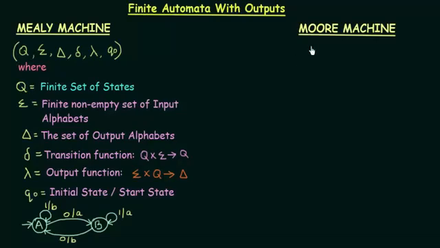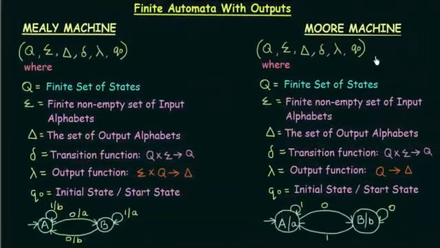Now let us go to the next one, that is the Moore machine. Here we have our Moore machine, and it is also defined using 6 tuples: Q, sigma, delta, del, lambda and Q naught. Let's see what these tuples mean. Q is the set of states, same as before. Sigma is the finite non-empty set of input alphabets, that's also the same. And delta is also the same, the set of output alphabets. And del is the transition function that maps Q cross sigma to Q, again the same.